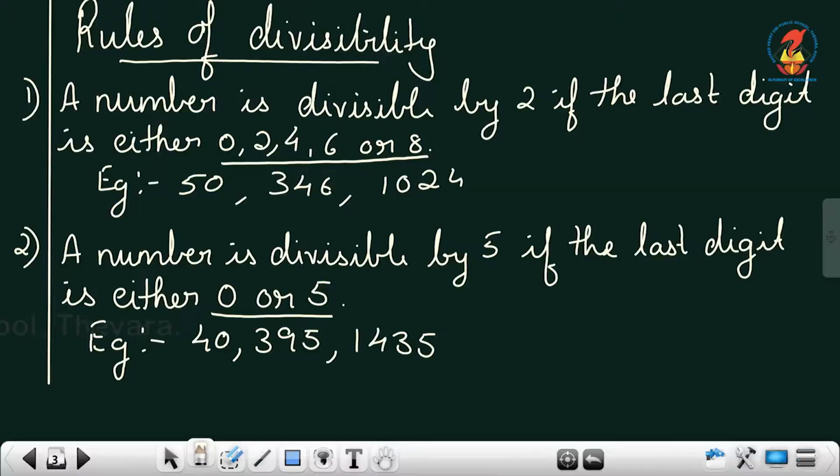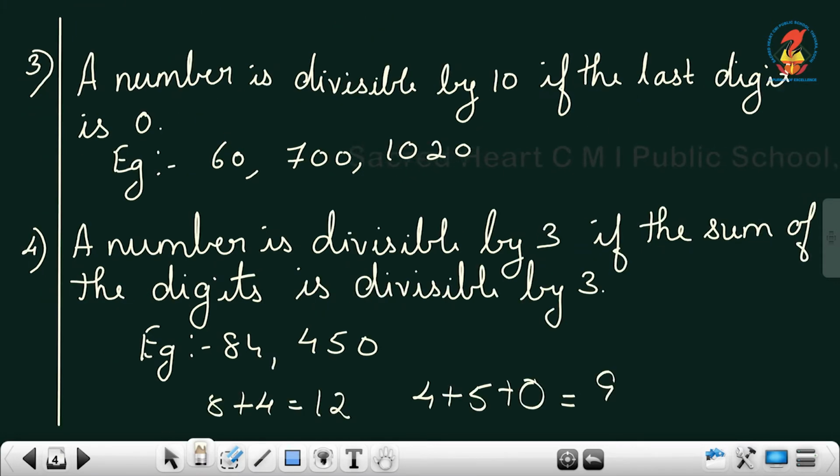Once again, a number is divisible by 2, we know, if it is an even number. How do we get an even number? When the last digit is 0, 2, 4, 6 or 8. Okay children? Then a number is divisible by 5 if the last digit is 0 or 5. Then a number is divisible by 10 if the last digit is 0.